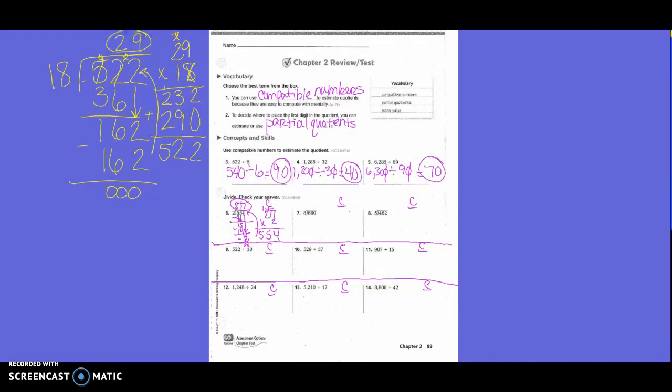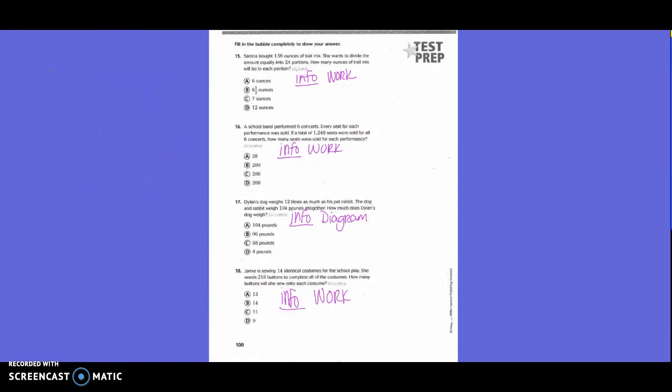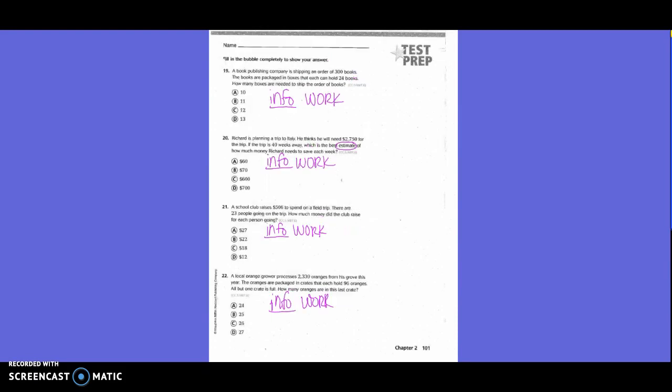29. Okay, now those 2 did not have remainders, but there will be some that do have remainders. Okay, so you guys are going to do the rest for your homework assignment. These are the things that you will need to help you complete your homework assignment.